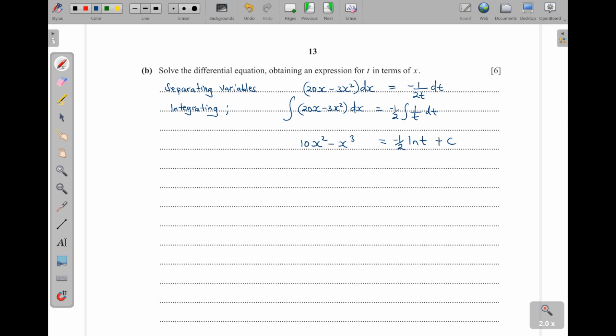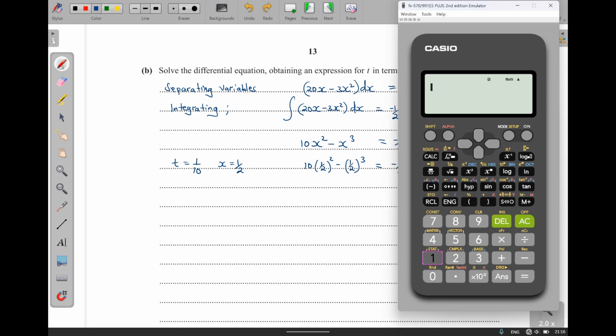So just like that. Now remember, we were given t equal to 1 over 10, and also x being equal to a half. So put 10 here, your a half, and then also here a half, then cubed. This one is going to be equal to negative a half, then natural log of 1 over 10, then plus c. So meaning our c can come this side, and then we have the whole of this. When we put in the calculator, what we get simplified? 10 into 0.5 squared. This is 0.5, not 25.